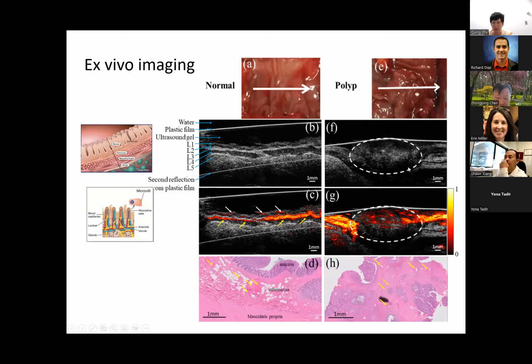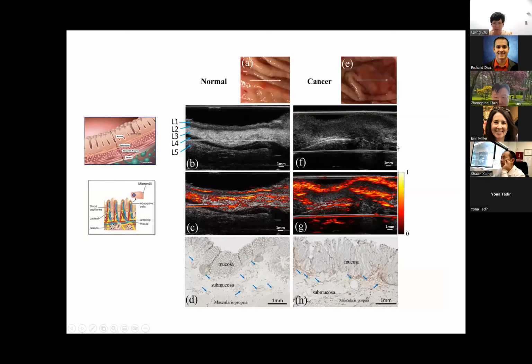And then when we have polyps, which you can see on the right side, this normal structure is getting distorted in the photoacoustic signal. So this is a polyp, and a polyp is a precancer.